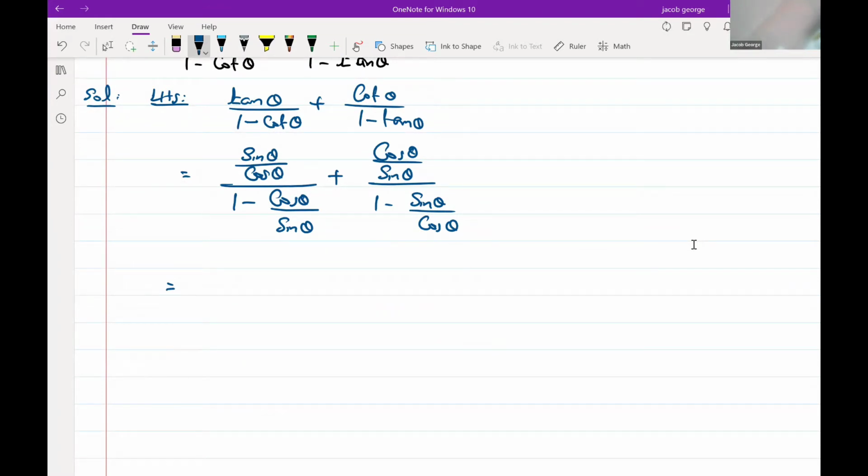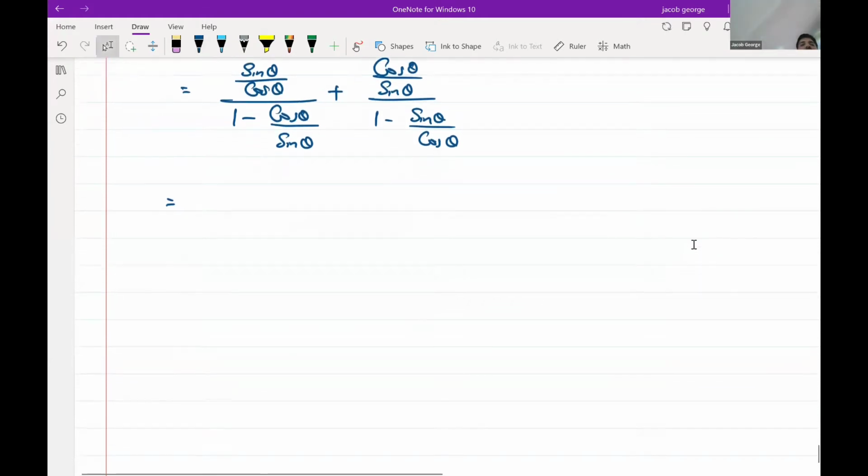Now in the denominator, we take the common denominator, that is sin theta. When we take sin theta as the common denominator here, this is 1 by 1. First fraction multiplied by sin theta. Here we multiply cos theta, right? So what will be this one? Sin theta minus cos theta by sin theta. Here cos theta minus sin theta by cos theta. So like this we write the next step.